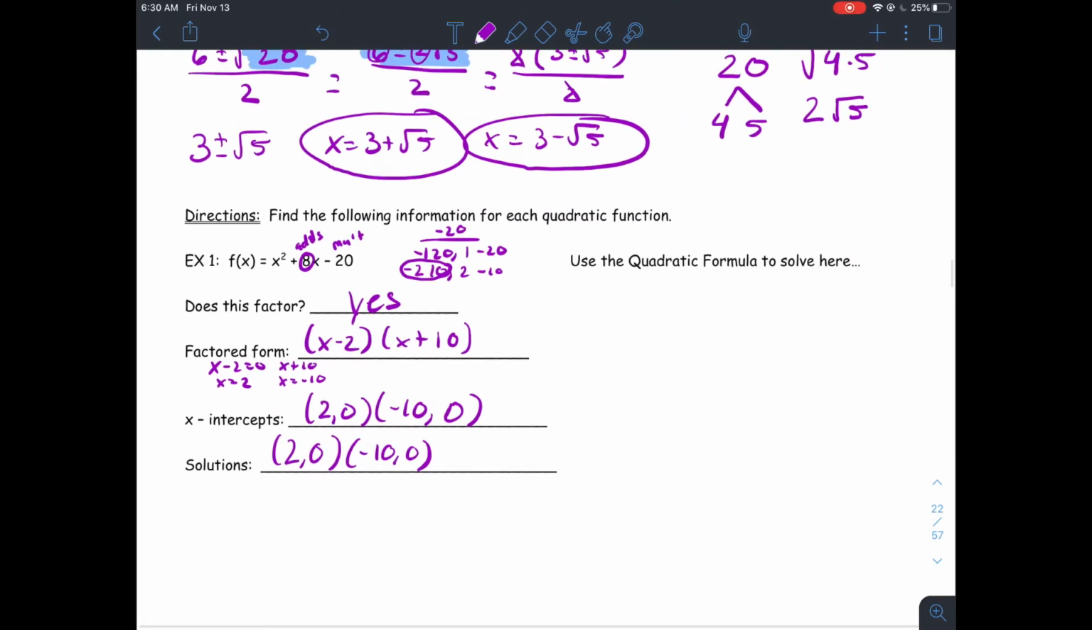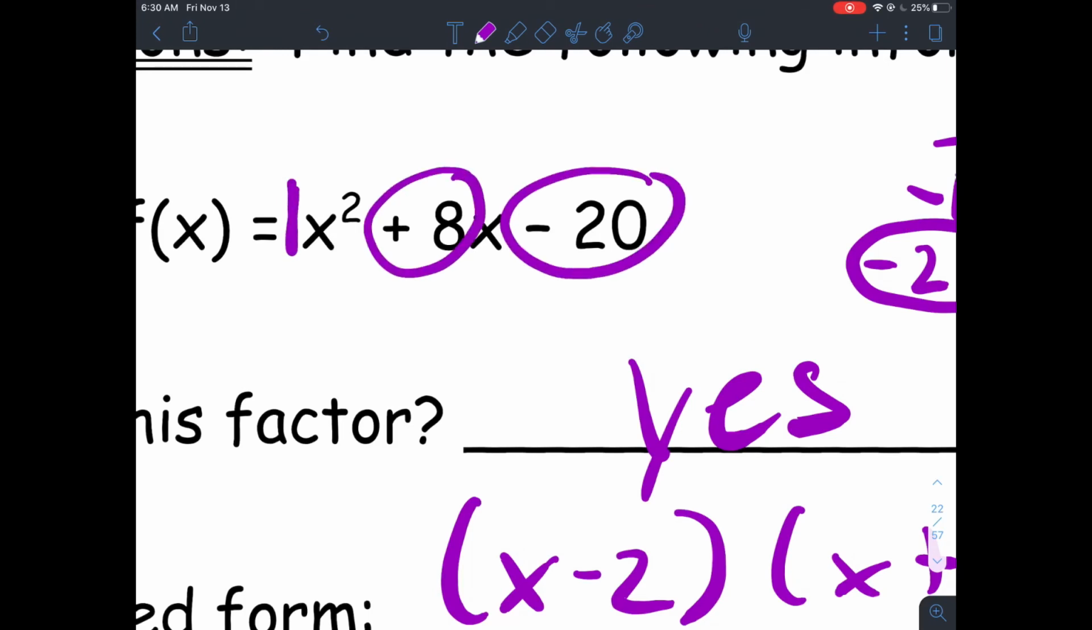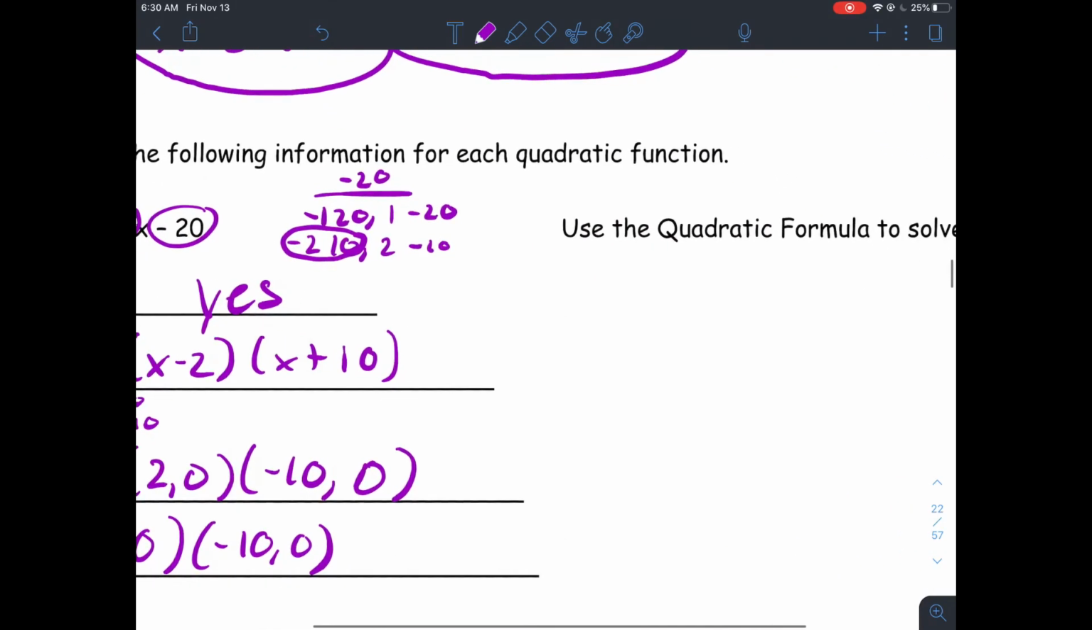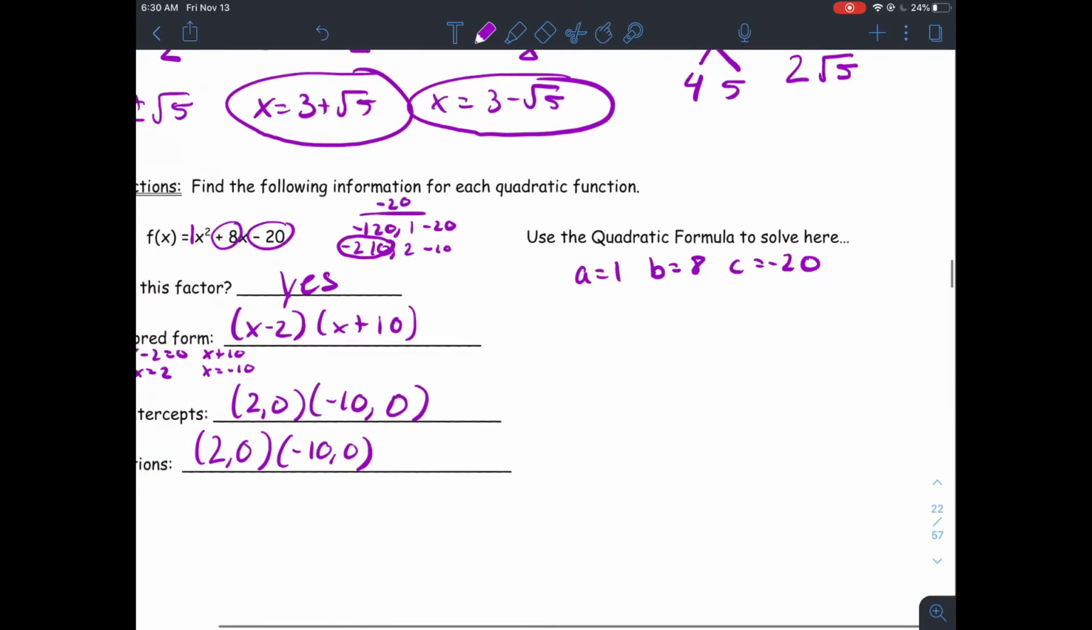Now, let's go ahead. They want us to use the quadratic formula here. So let's see, using the quadratic formula, do we get 2 and negative 10? Well, let's find out. So if we're looking here, we've got an a of 1 again, a b of 8, and a c of negative 20. So let's give it a shot. We've got a equals 1, b equals 8, and c equals negative 20. So now let's go ahead and plug these in.